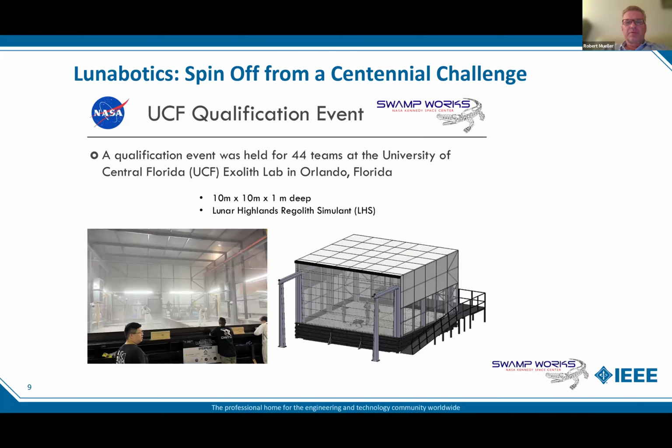So we're kind of a victim of our own success. The competition got too big and we couldn't handle all the teams at Kennedy Space Center. So we ended up having a UCF qualification event at the University of Central Florida. At the Exolith Lab, they have built a very nice regolith bin containing lunar Highlands regolith simulant. It's 10 meters by 10 meters by 1 meter deep. You can see a diagram of it here. So that's a really unique facility, and we use that for the qualification event.